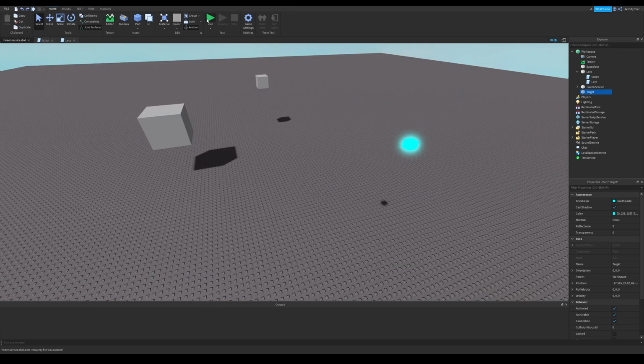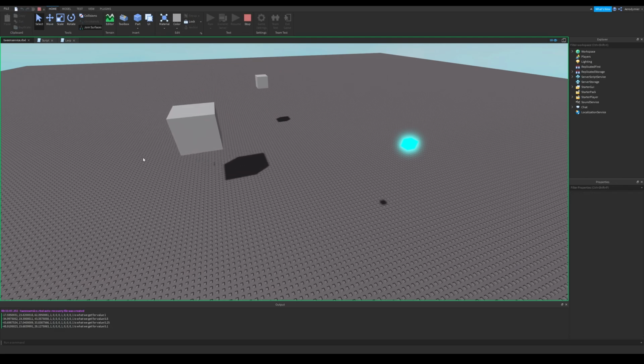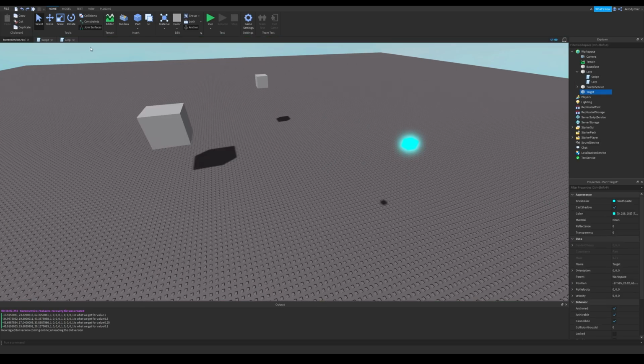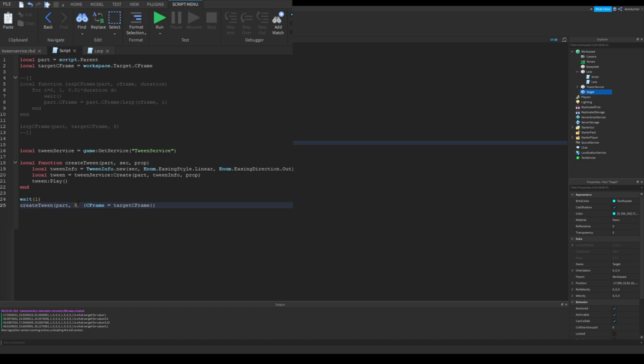This is how it looks with TweenService animation. This looks a lot smoother. If you don't want a basic look, just change the easing style.